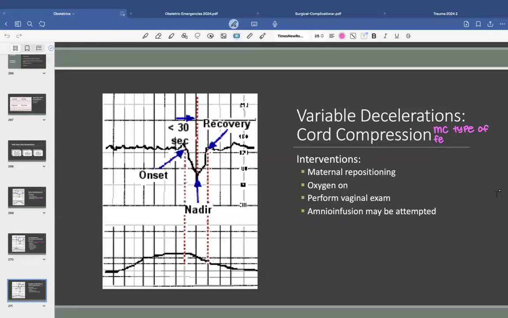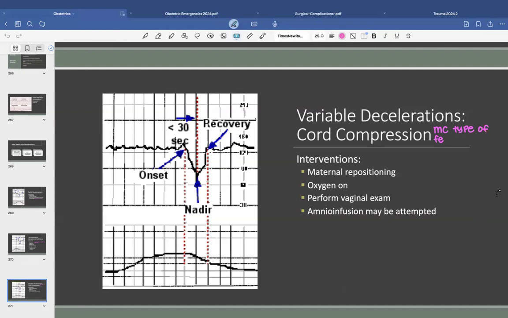So you can see the contraction, you can see when it starts, you can see when it ends, and it's just kind of in the middle. But you can see that V shape. So remember, variable decelerations look like letters: U, V, W. And they usually don't have a constant relationship to the contractions like you see with the late and the early.